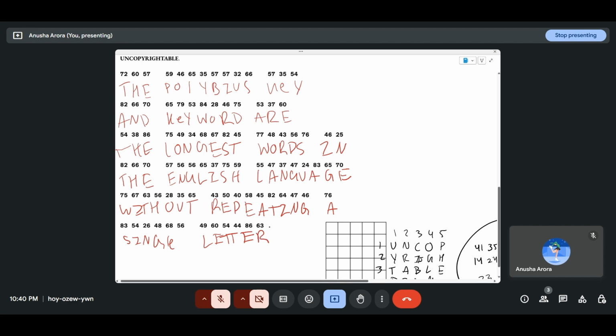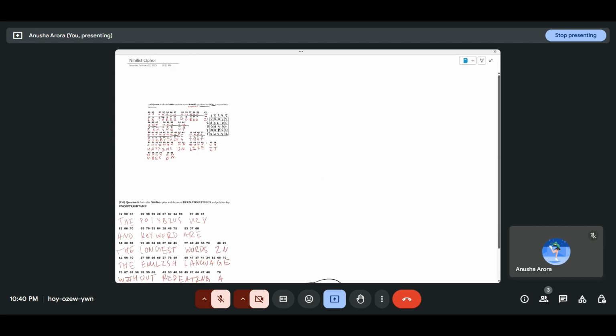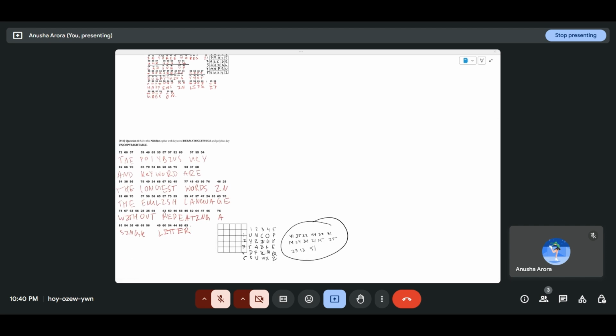Okay, so hopefully you guys understood the Nihilist cipher through that. Feel free to let me know if you have any questions in the comments.